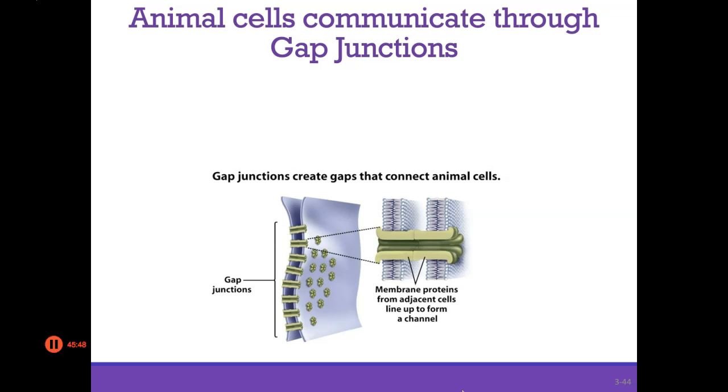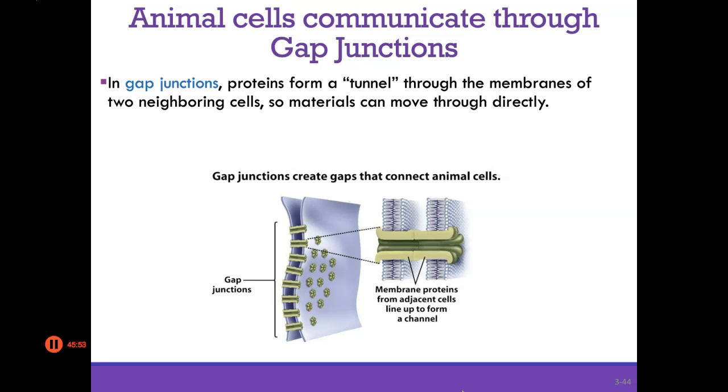Animal cells can communicate through gap junctions. So a gap junction is almost like a little protein tunnel that can connect two adjacent cells and attach it. It makes a membrane tunnel. So materials can move from one cell to the next very, very quickly.